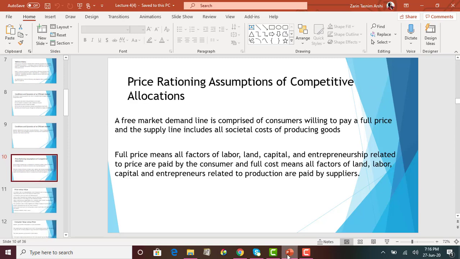Okay, couple of things. A free market demand line is comprised of consumers willing to pay a full price, and the supply line includes all societal cost of production. Okay, so what do we mean by full price?